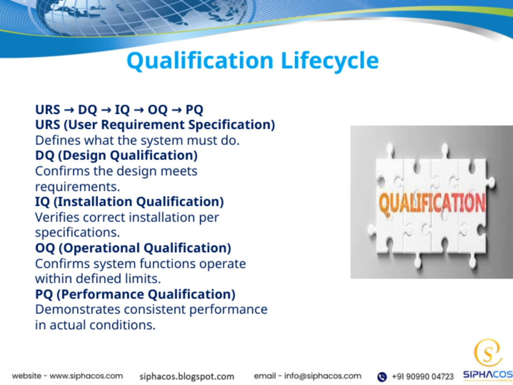This is where we define exactly what the system must do, setting clear expectations and needs. Next is DQ, or Design Qualification, which confirms that the design actually meets those requirements we've outlined. Moving on to IQ, or Installation Qualification, where we verify that everything has been installed correctly according to the specifications. Then we have OQ, or Operational Qualification, which ensures that the system functions properly within its intended limits. Finally, PQ, or Performance Qualification, demonstrates that the system performs consistently under real-world conditions.